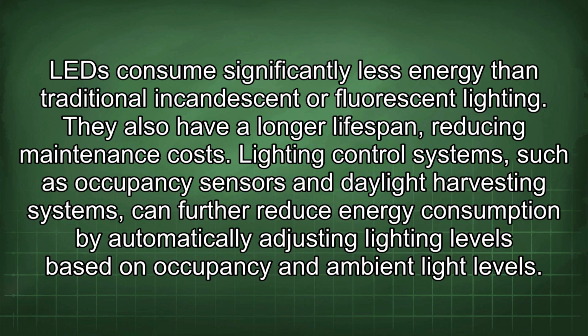Lighting control systems, such as occupancy sensors and daylight harvesting systems, can further reduce energy consumption by automatically adjusting lighting levels based on occupancy and ambient light levels.